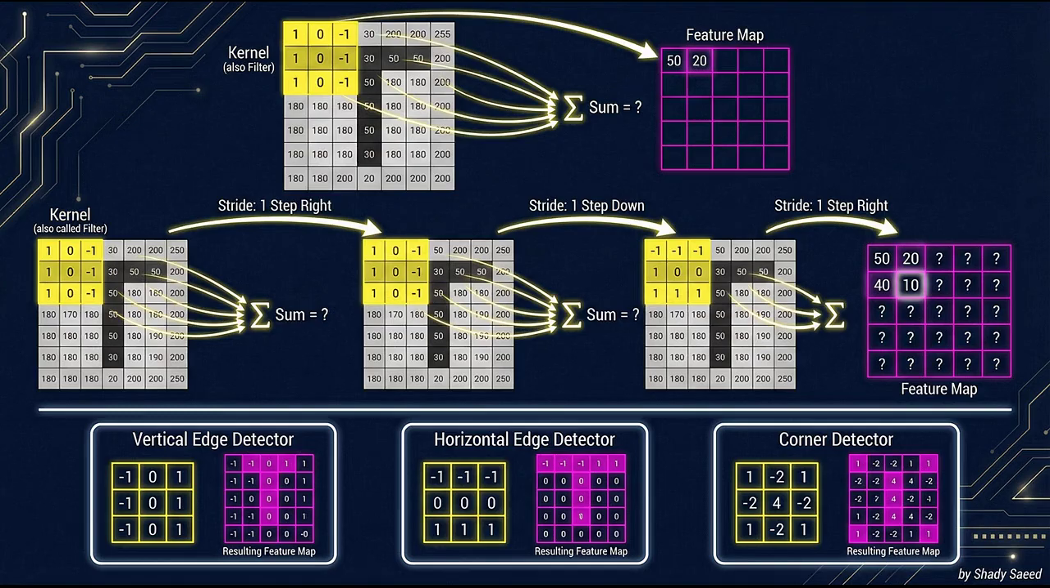Imagine you have a rubber stamp that's 3 by 3 squares. You press this stamp onto your photo, slide it across every position, and at each stop you multiply the stamp's numbers by the photo's numbers and add them up. That's a convolution. Different stamps, called filters or kernels, detect different features, edges, corners, textures, and eventually whole objects.